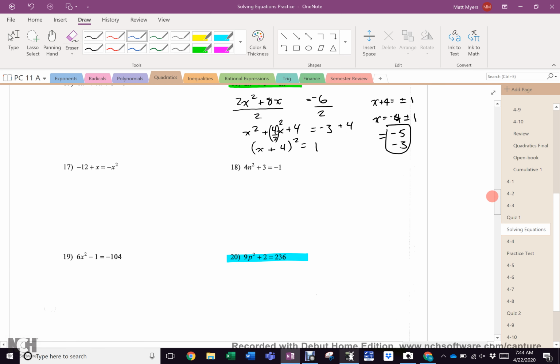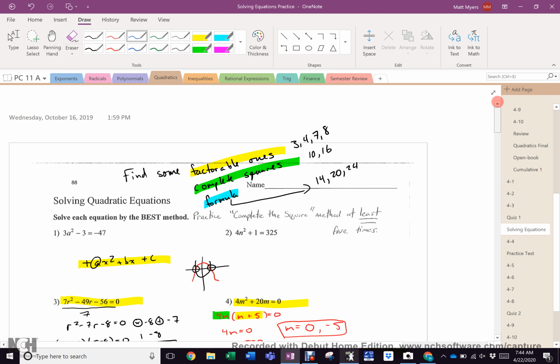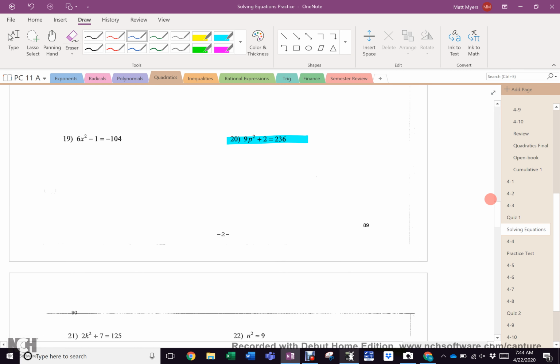And then the next one was, I don't know, 14, 20, and 24, I think. So here again, it's not in ax squared plus bx plus c form. So let's get it in that form. 9p squared minus 234 equals 0. Now this is weird because there's no linear term. And I've got a 9 there. So we could try to see if we can get rid of that 9. Does 9 go into 234?